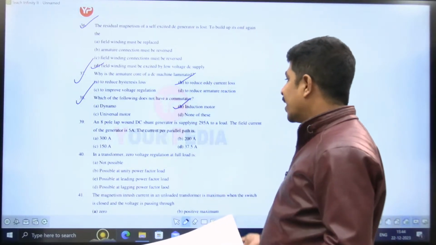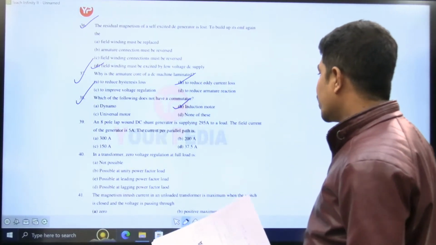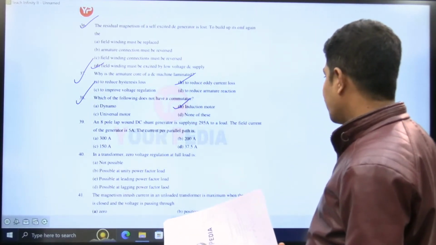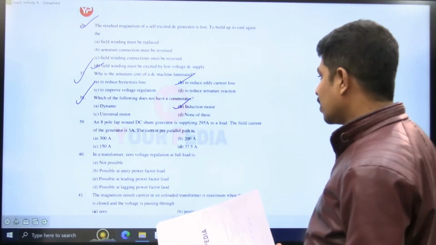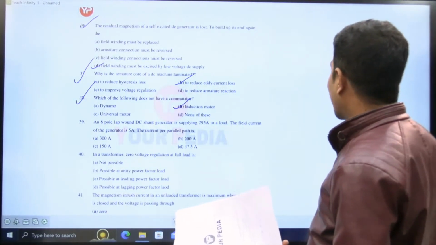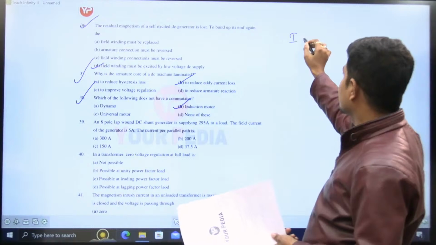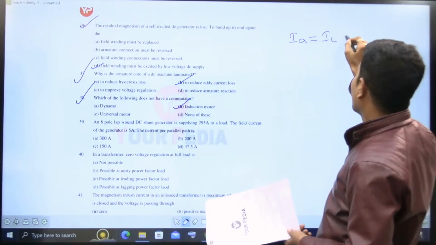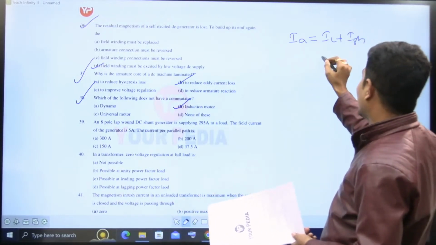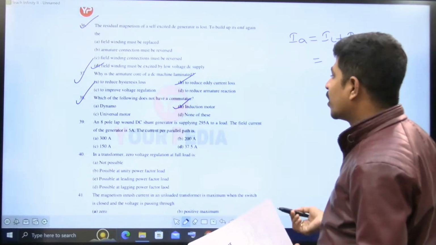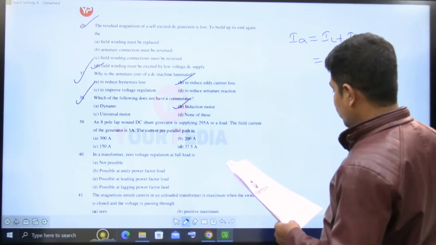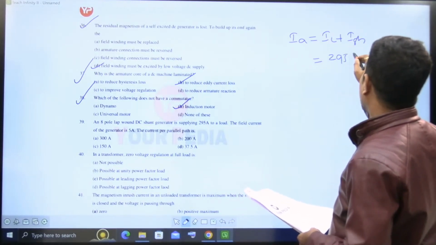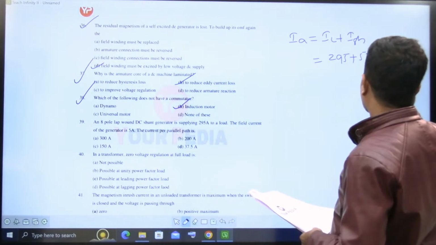Next, 39. An 8-pole lap-wound DC shunt generator is supplying 295 amperes to the load. The field current is 5 ampere. What is the current per parallel path? First, the total armature current IA is equal to IL plus ISH, as it is a DC shunt generator. So 295 plus 5 will be 300 amperes.